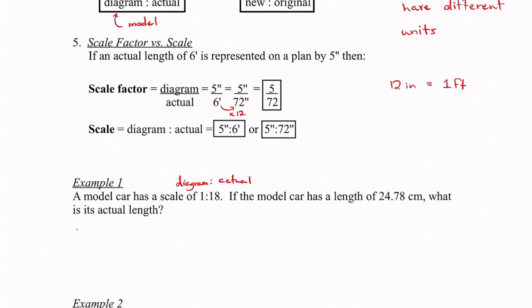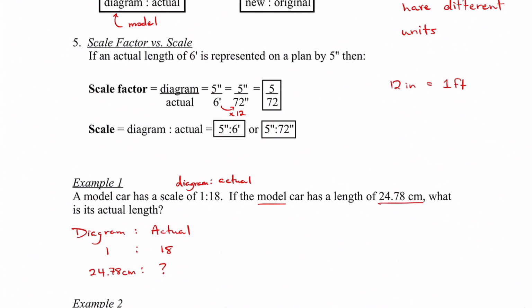So what I'm going to do down here is write diagram and actual again, and then write the numbers that we just got below it. So we had diagram was with 1, and then actual, that was with 18. Now the length that they gave me, 24.78, that it said was on the model. So the model is not the actual thing, it's like the diagram or the smaller version. So I'm going to put 24.78 centimeters on the diagram side, and then I don't know what the actual length is. That's what I want to find out.